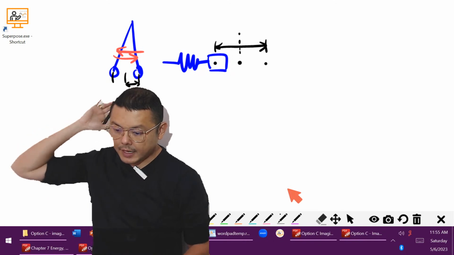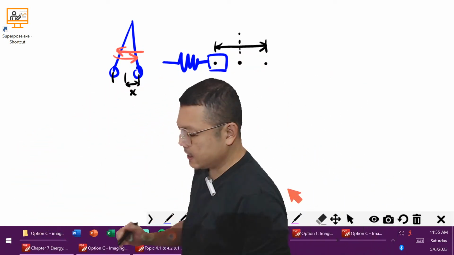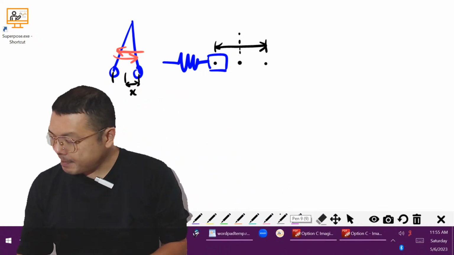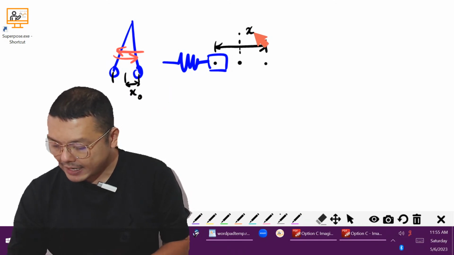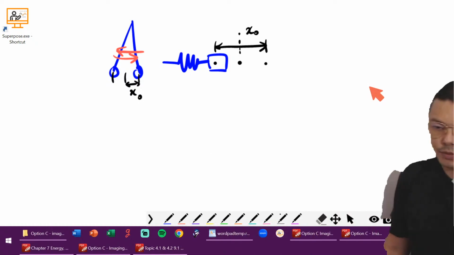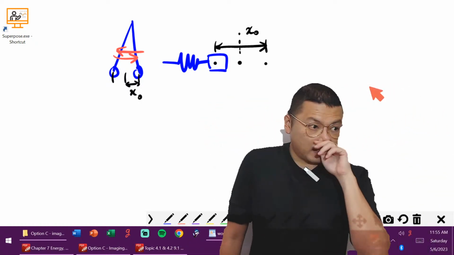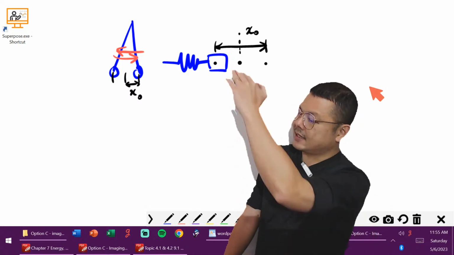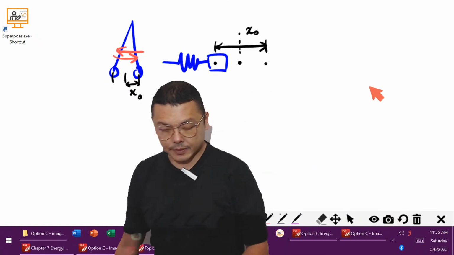What's x? X is displacement. But if it's the maximum displacement, then it's called x naught. If you're marking out the amplitude, then you can call it x naught. X naught stands for amplitude. So this is the second system. There will be more details later on. I'm just trying to introduce you to the systems first.